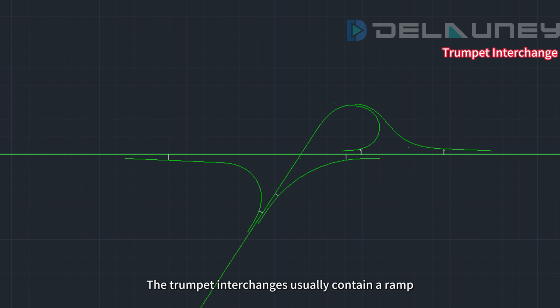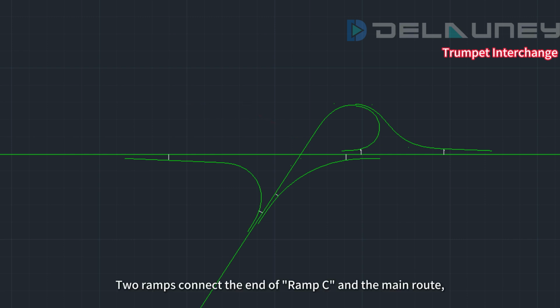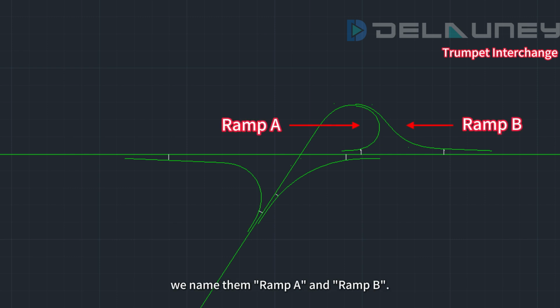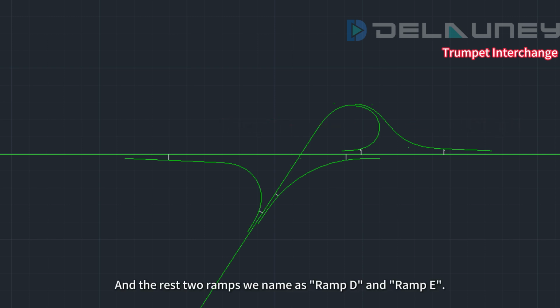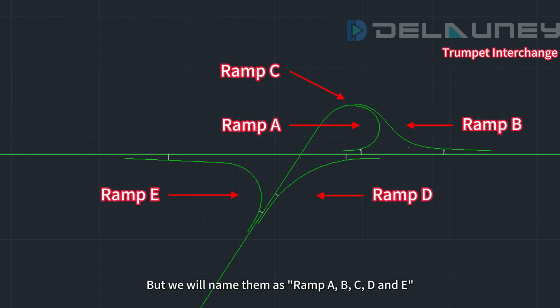The trumpet interchange usually contains a ramp crossing over or under the main route. We refer to this ramp as ramp C. Two ramps connect the end of ramp C and the main route. We name them ramp A and ramp B. And the remaining two ramps we name as ramp D and ramp E. The name of each ramp can be different, depending on different standards, but we will name them as ramp A, B, C, D, and E in this tutorial, for easy memorization.